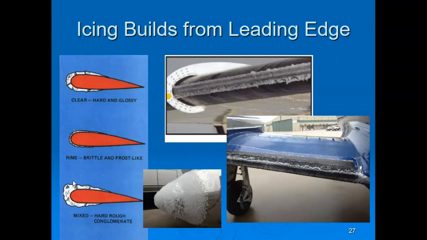In this illustration, we can see the effect of ice on the leading edge of the wing. You can have clear ice, rime ice, or mixed ice, which significantly changes the shape of the leading edge of the wing, and that can disturb the smooth flow of air over the wing, which can disturb lift.